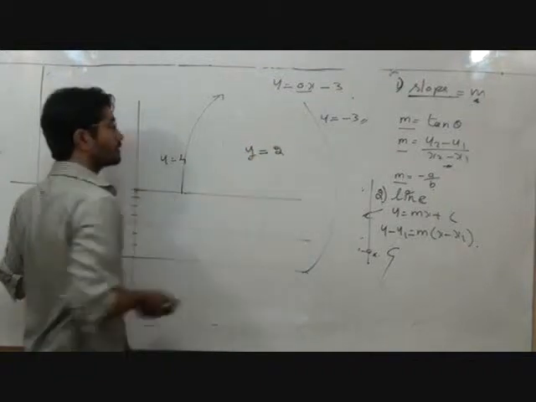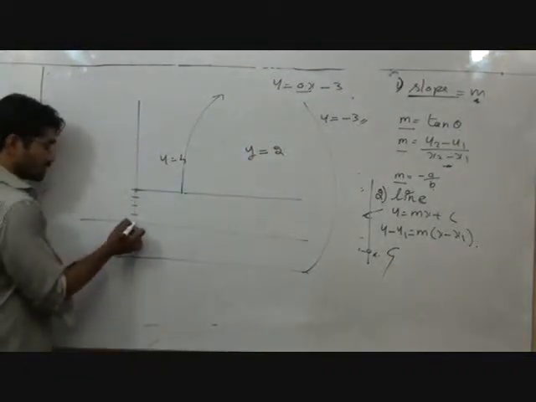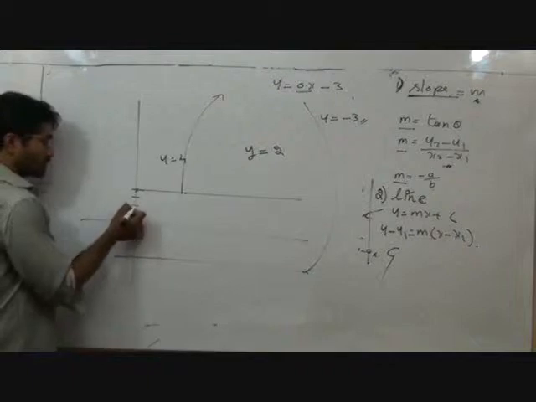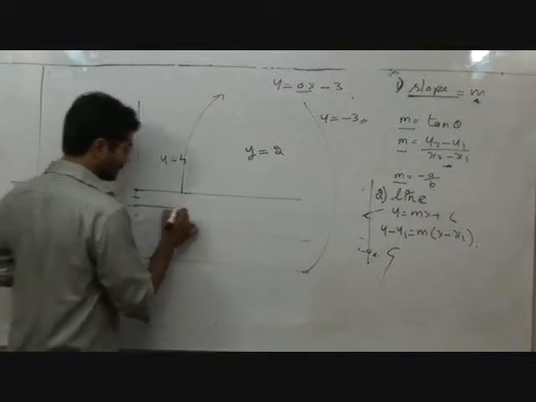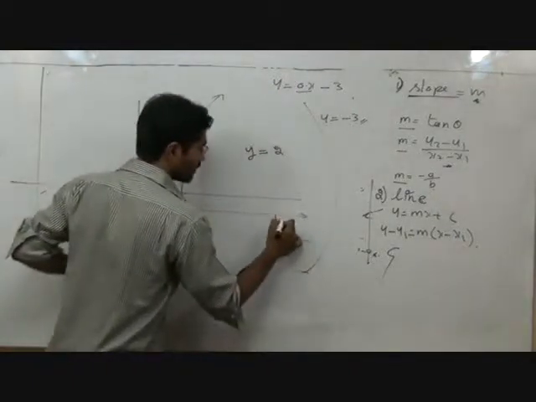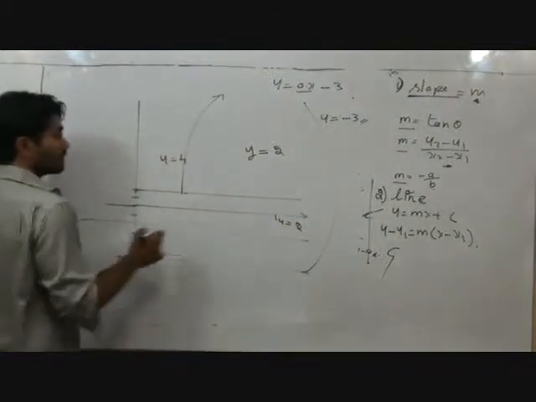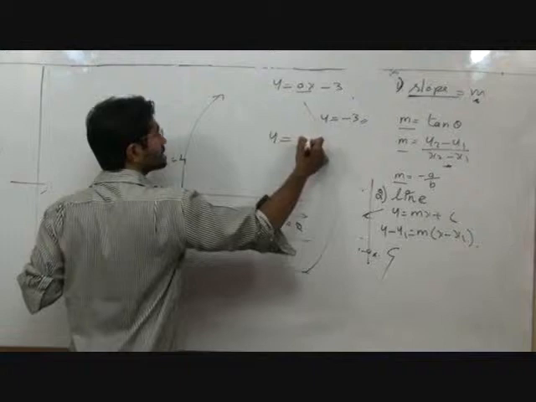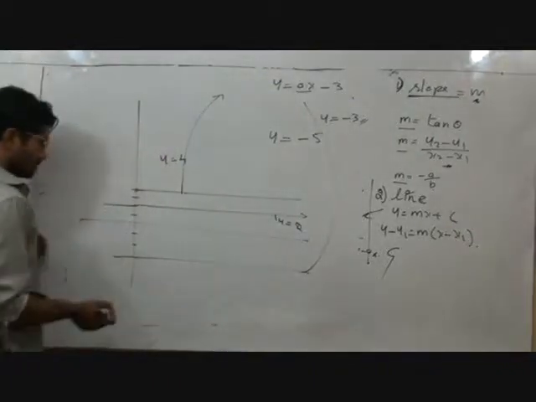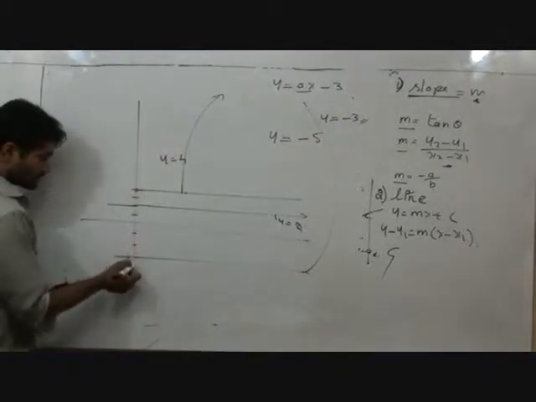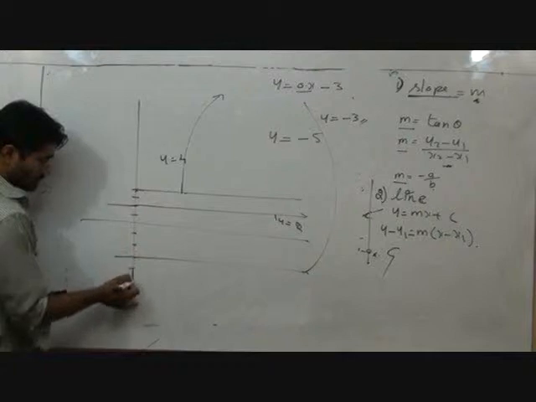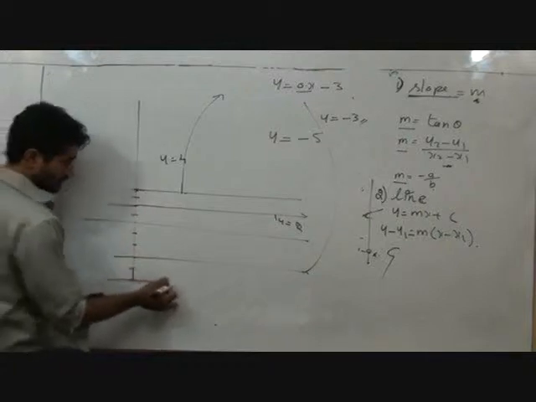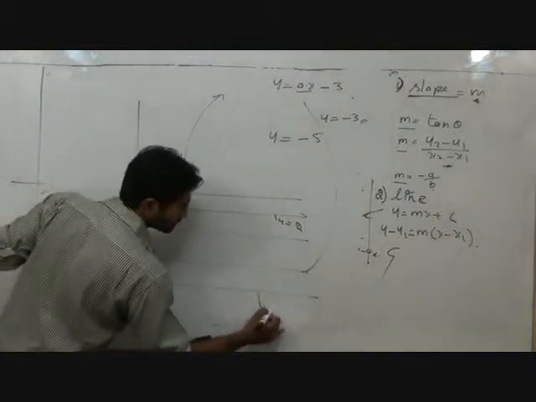So with this knowledge, what is the equation of the line y is equal to 2? Very simple. It is like y is equal to 1, y is equal to 2. This is the equation of the line, y is equal to 2. If I have to find the equation of the line y is equal to minus 5, very simple. Minus 1, minus 2, minus 3, minus 4 and minus 5. This is the line y is equal to minus 5.